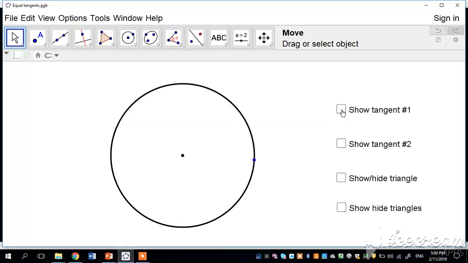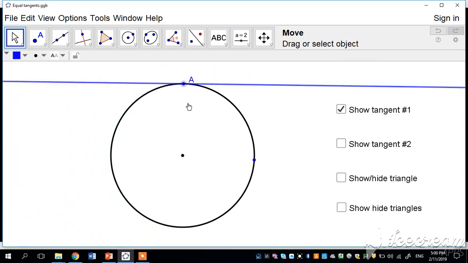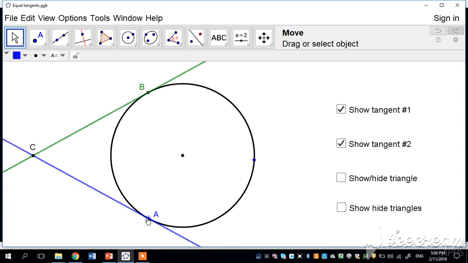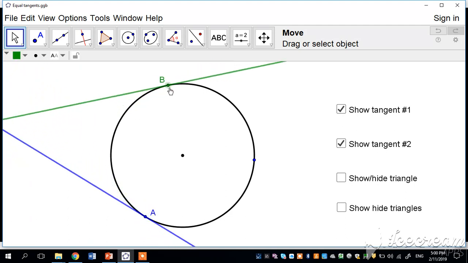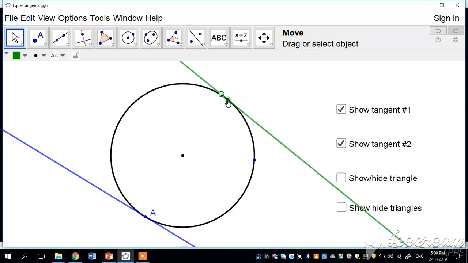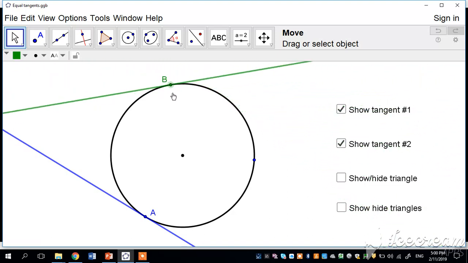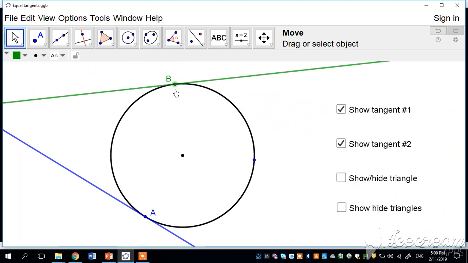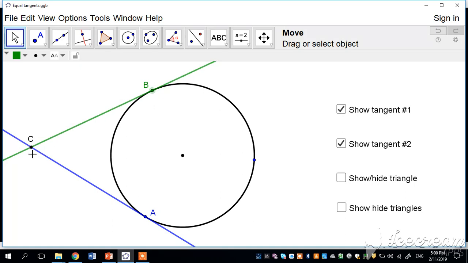So we've got our circle. Let's bring up a tangent. A tangent is a line that meets or touches a circle at one point. We're going to bring up a second tangent. So the first tangent touches the circle at point A, and the second tangent touches the circle at a point we're going to call B. Now, a lot of the time, not always, because if I moved around here, they may be parallel and therefore they won't touch. But a lot of the time, the tangents are going to meet at another point, and I'm going to call this point C.